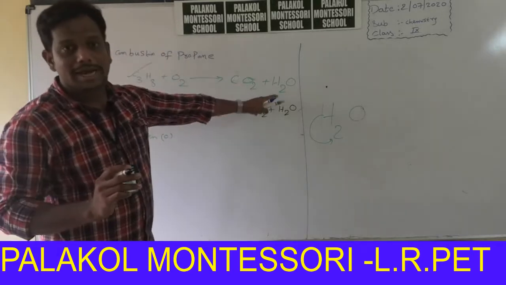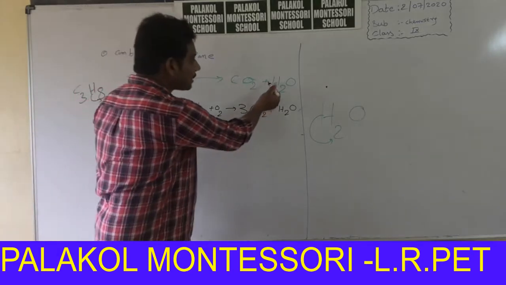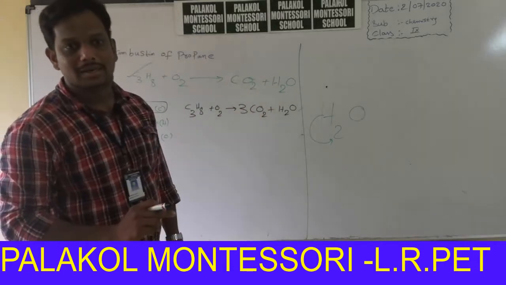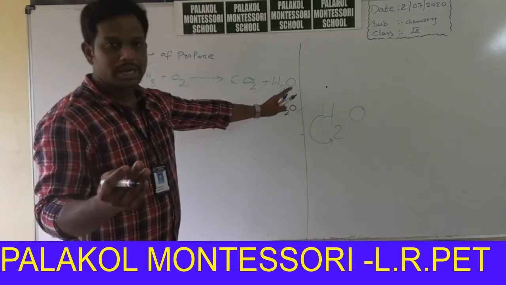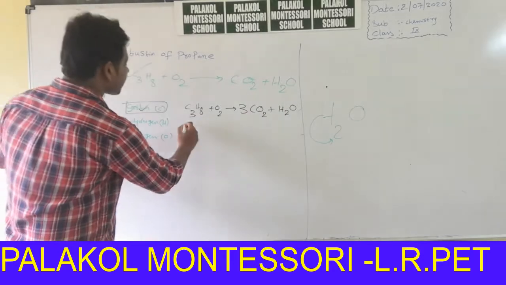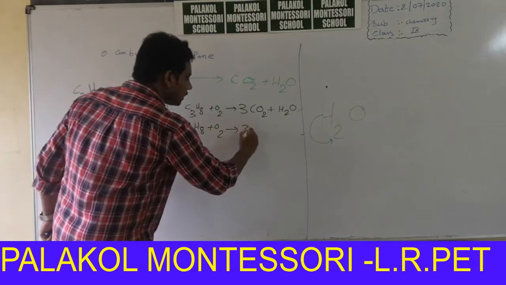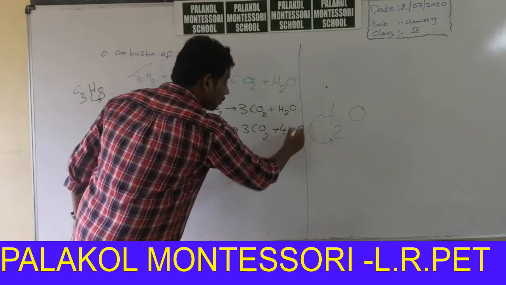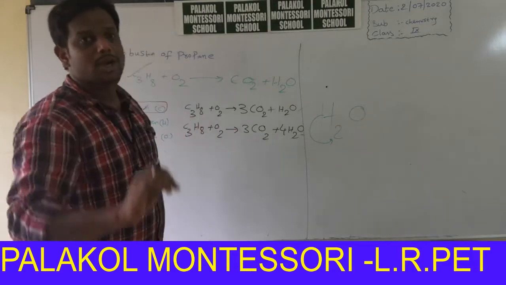To balance hydrogen atoms, I will write 4 as stoichiometric coefficient. Why? Because 4 into 2, 8. If you write 1 into 2, it is not balanced, 2, there is no chance. 4. It is trial and error method. That's why I will write 4 here: 3CO2 plus 4H2O. You have no right to change subscript. That's why you will change only stoichiometric coefficient.